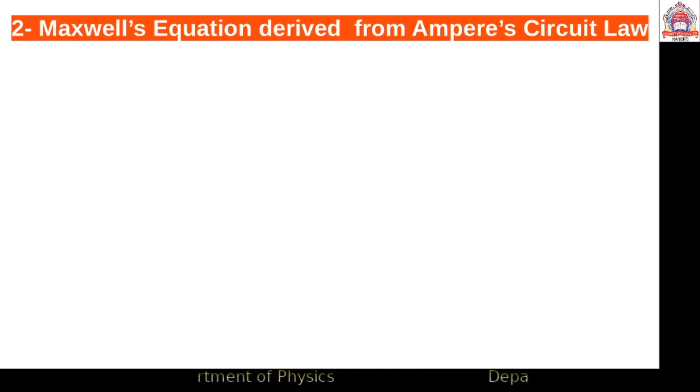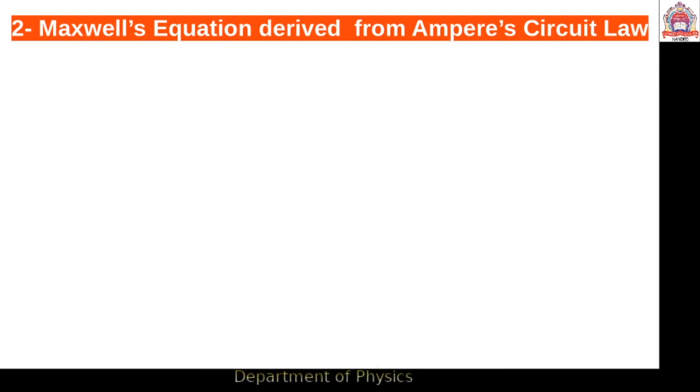In this equation, Maxwell modified Ampere's circuital law for the magnetic field accompanying an electric current. H is the magnetic field intensity in ampere per meter, and J is the current density in amperes per meter square.